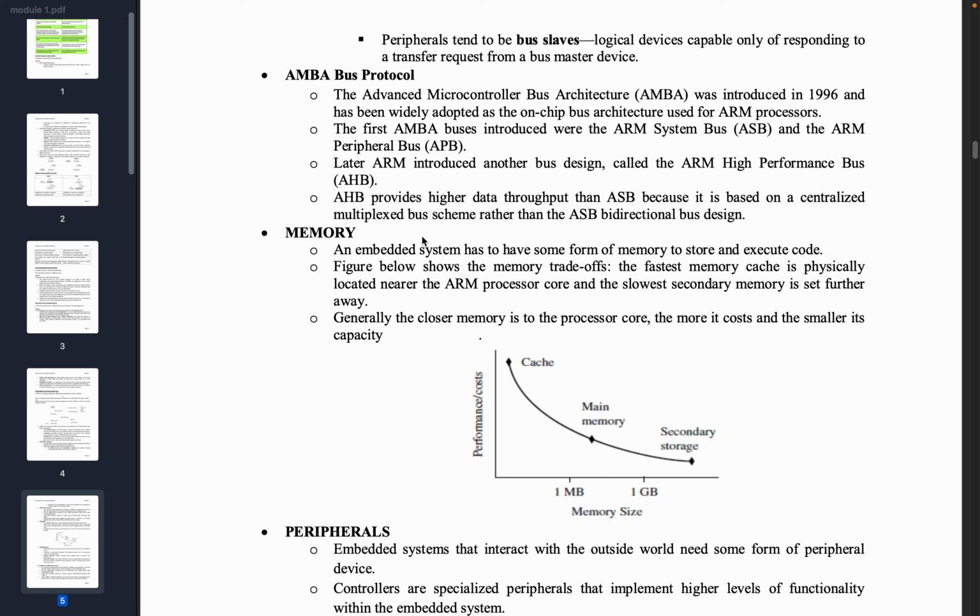Then go through the peripherals. What are the peripherals? See the diagram. That is a simple diagram you should write. You will get more marks, I think, because it impresses the examiner.